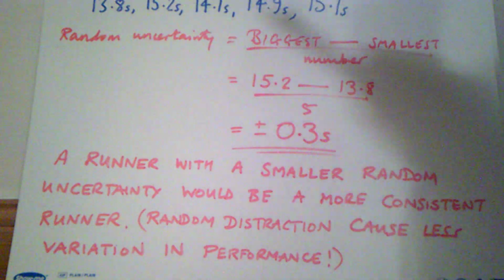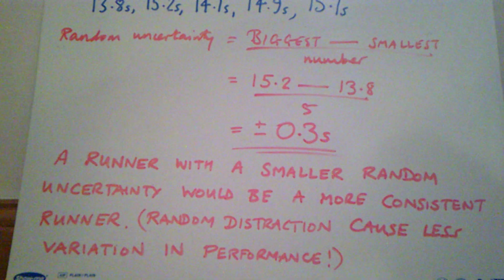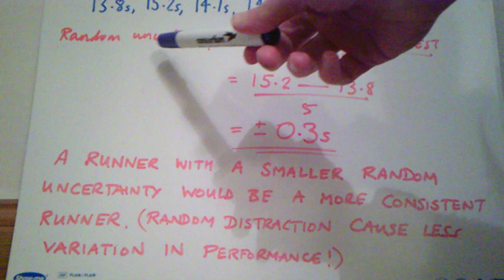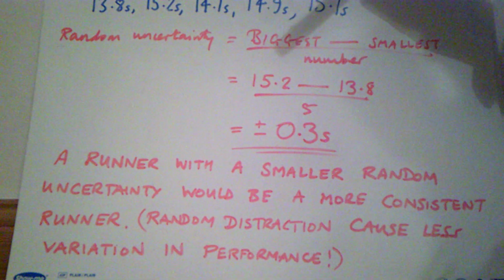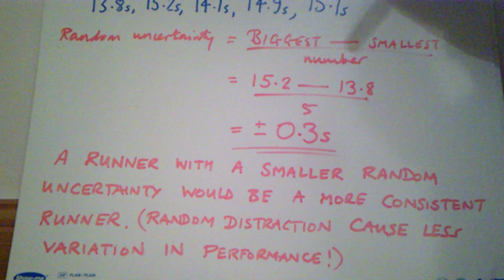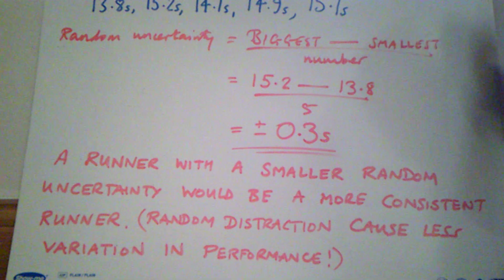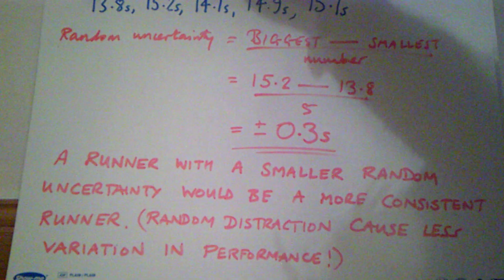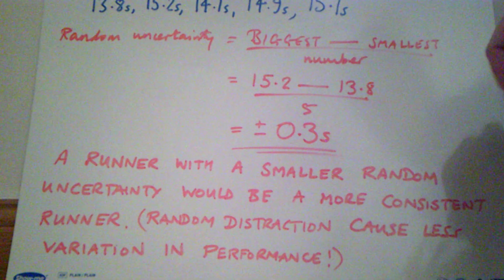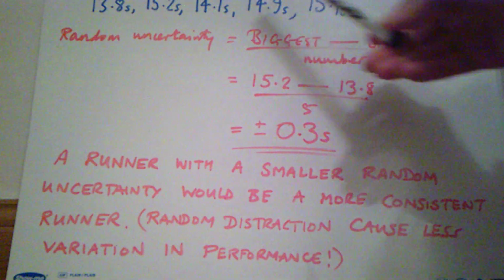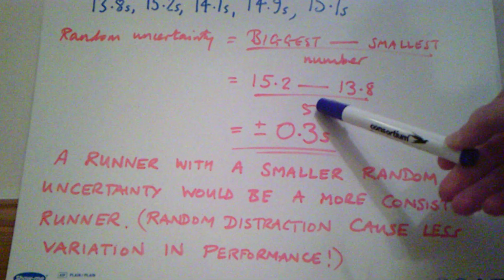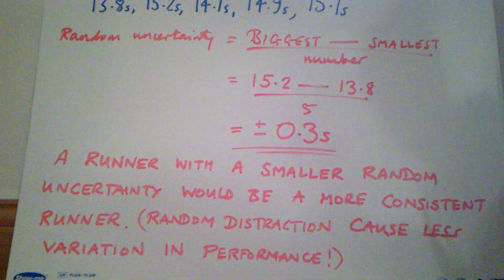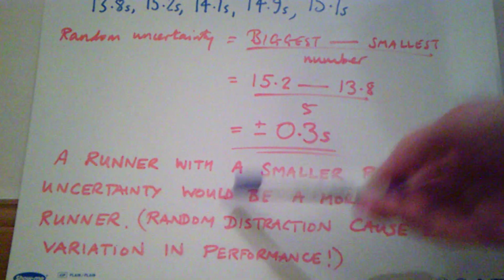So here are the readings. I've just written them out again for convenience. The way we find a number to represent the size of these random uncertainties is we take the biggest reading and then subtract the smallest reading and divide it by the number of readings. So the biggest reading here is 15.2, the smallest is 13.8, so do 15.2 minus 13.8 divided by the number of readings, 1, 2, 3, 4, 5, divided by 5, and that comes out to be plus or minus 0.3 seconds.